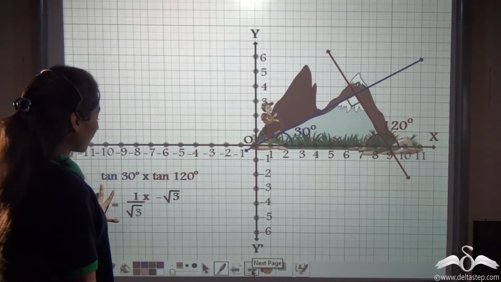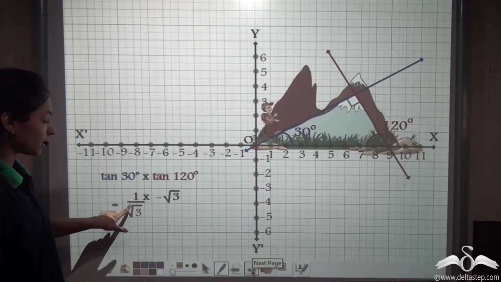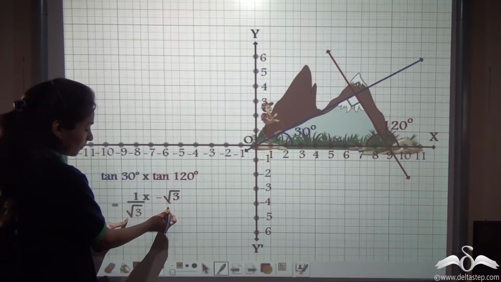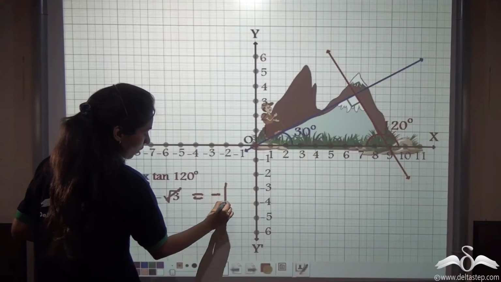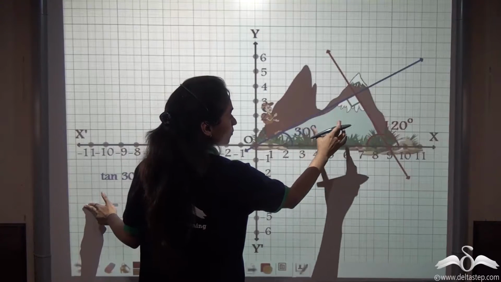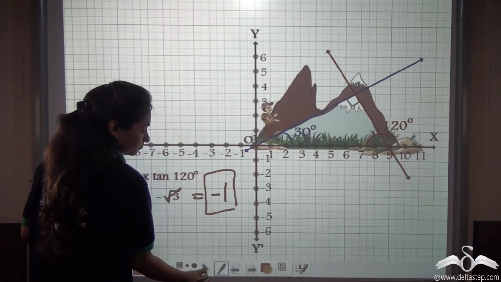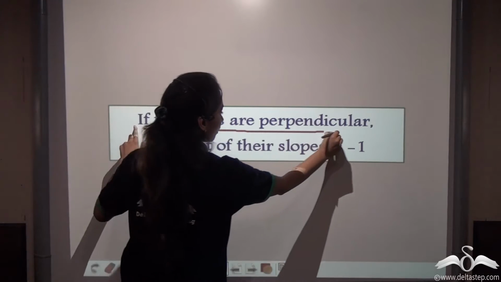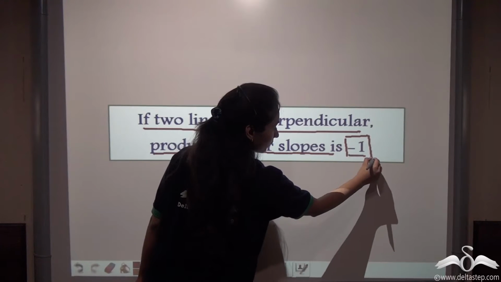Now if I multiply the slopes of these two lines, that is tan 30 into tan 120, or let us multiply the values of these two lines, that is 1 by root 3 into minus root 3. So this gets cancelled and we get minus 1. So what did we see? That if we multiply the slopes of two perpendicular lines, we will always get the answer as minus 1. So if two lines are perpendicular, the product of their slopes will always be minus 1.